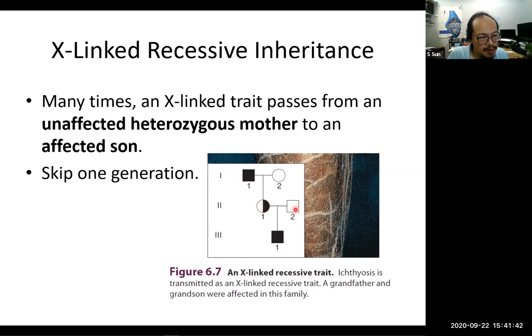She met a man, they got married, and they have a son. Then this son will carry that X here and the Y here. So he only has one X. And unfortunately, that X comes with the recessive allele from the mother, and he will show this illness too. So that will be a condition that skips one generation to the next generation.